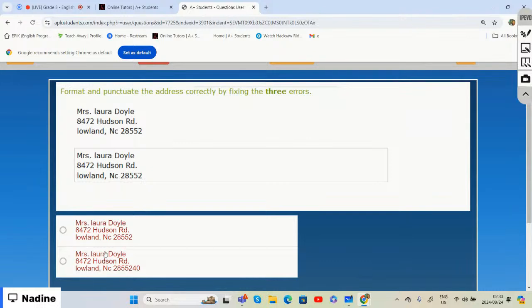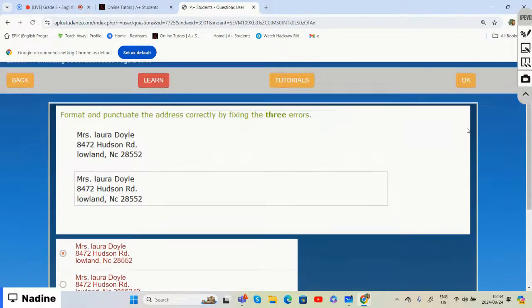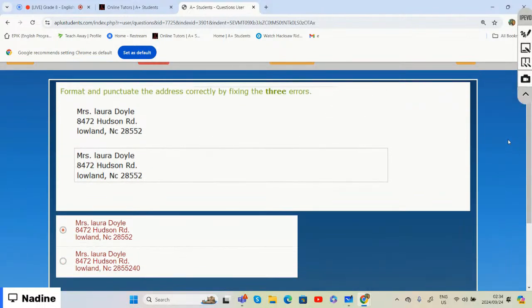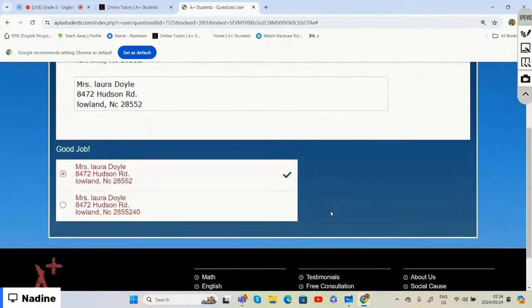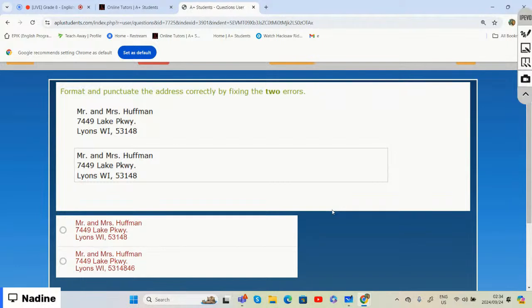All right, and if we were to choose the correct one, there are three errors, right? Laura needs to be capitalized because the name of a person needs a capital letter. Lowland, the city, needs to be capitalized. The state needs both of its letters capitalized, right? But we'll go with option one because option two has an added number on the zip code. So we'll go with option one.